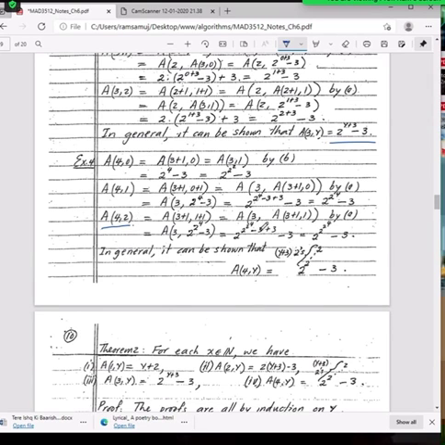A of 4 comma 2 is actually 2 to the 2 to the 2 to the 4. So you're thinking, man, that's a huge number, right? And if you're thinking, what is 2 to the 4? 2 to the 4 is 16. And then 2 to the 16 is 65,536. So it's 2 to the 65,536 minus 3. And that's just A of 4 comma 2.